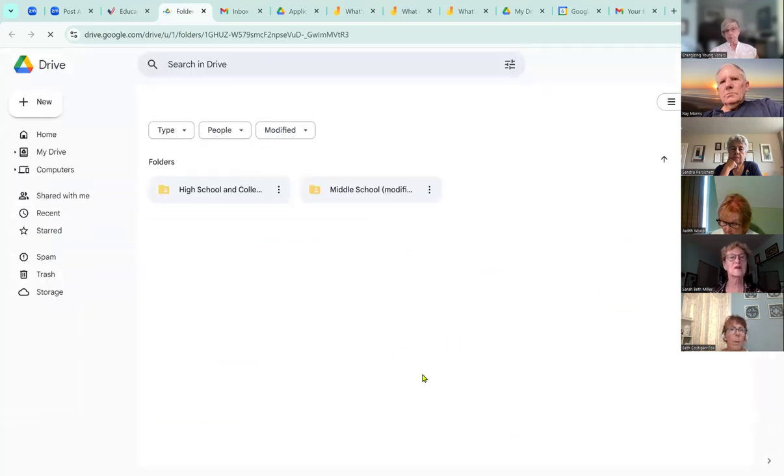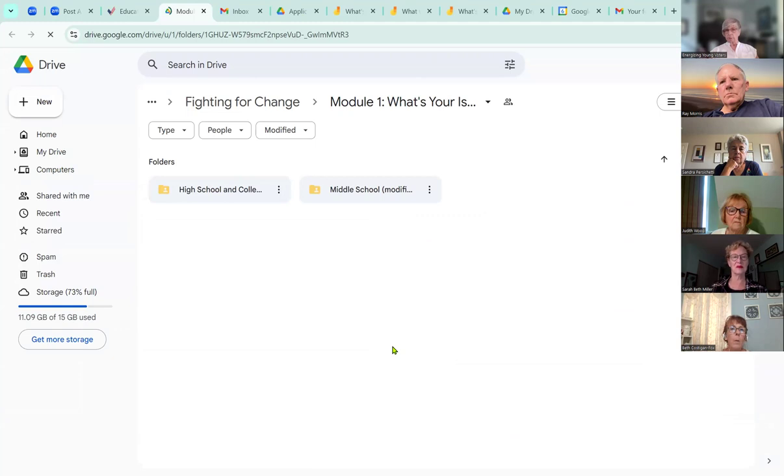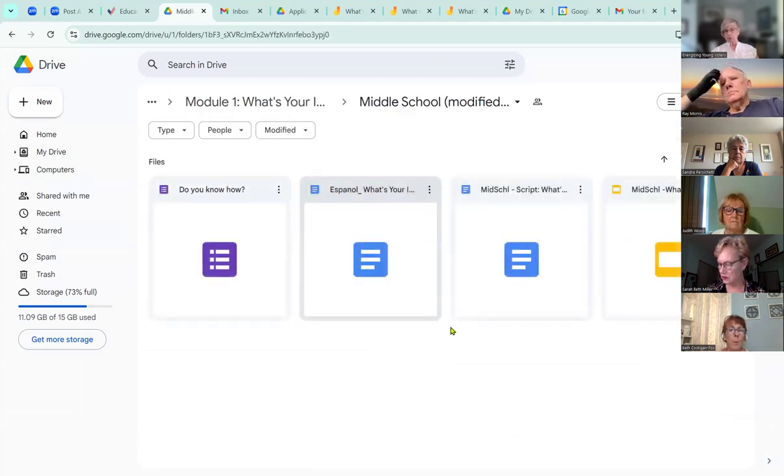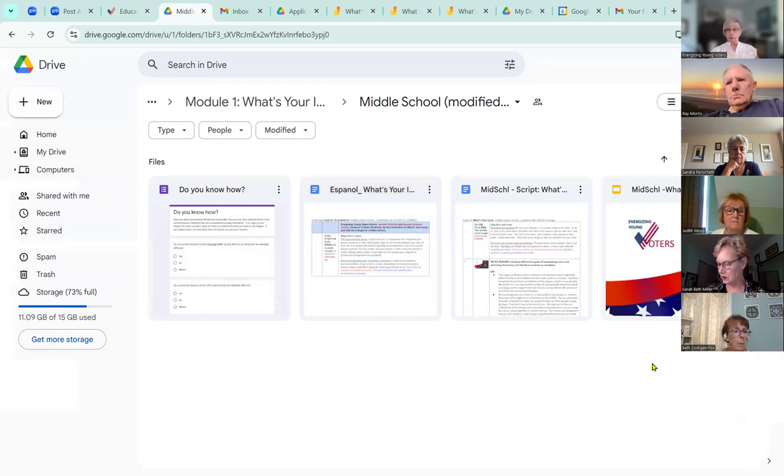You go to View Module, and this time you'll see that there are 2 tabs. One is high school and college, and the other one is middle school, and you can see the beginning of the word modified. I'm going to show you what is there first. So you have the middle school script, and you have the middle school slides. And then this is a poll that is used during the lesson. So it's there for you if you want to look at it separately, but there's also a link on the slide that will take you directly to it when you're working with the kids.